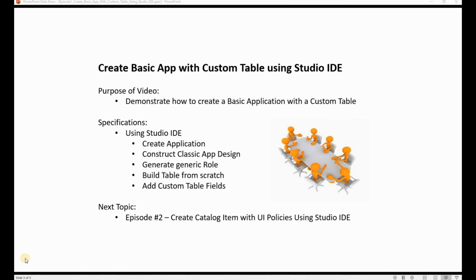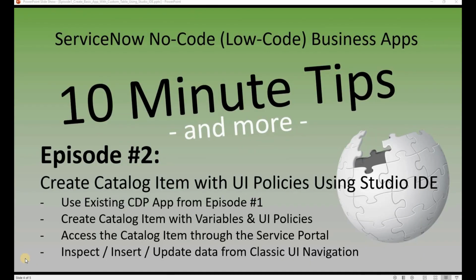In the next episode, episode 2, we'll use the existing app that we just created from episode 1. We'll create a catalog item with variables and UI policies. We'll access the catalog item through the service portal, and I'll show you how to inspect, insert, and update the data from the classic UI navigation.